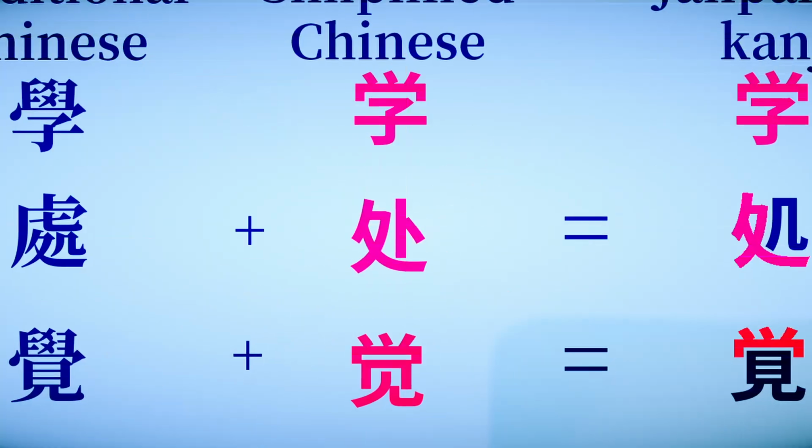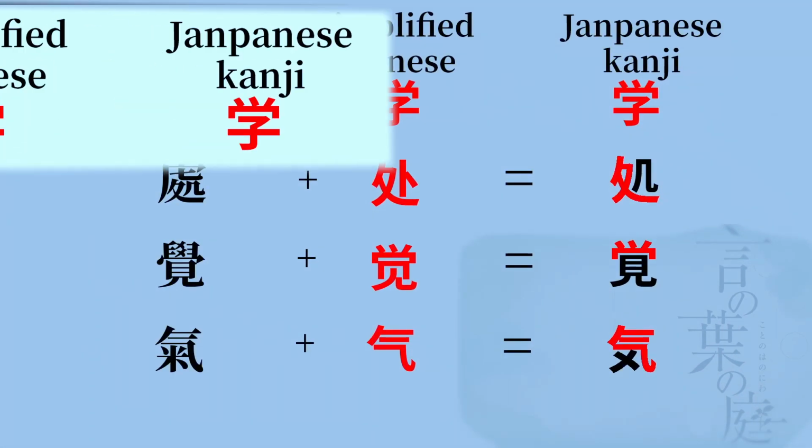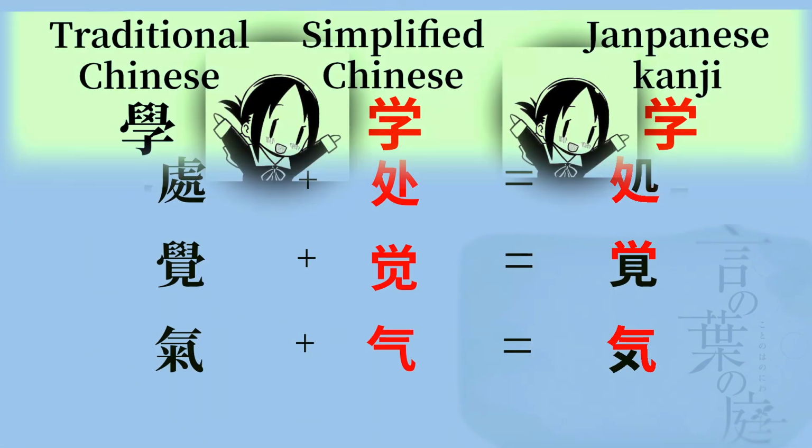And sometimes the Japanese character is so similar to the Chinese. Like this one, 学, it means learning. This Japanese character is exactly the same as simplified Chinese.